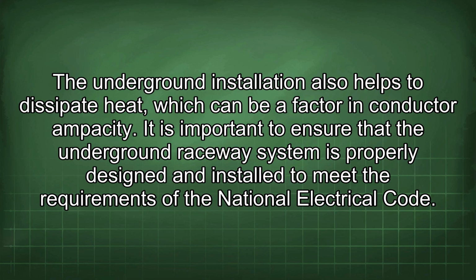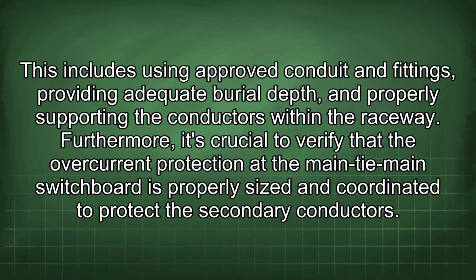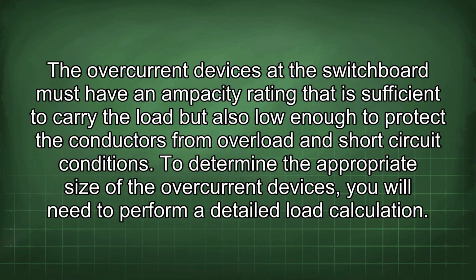It is important to ensure that the underground raceway system is properly designed and installed to meet the requirements of the National Electrical Code. This includes using approved conduit and fittings, providing adequate burial depth, and properly supporting the conductors within the raceway. Furthermore, it's crucial to verify that the overcurrent protection at the main tie-in switchboard is properly sized and coordinated to protect the secondary conductors. The overcurrent devices at the switchboard must have an ampacity rating that is sufficient to carry the load, but also low enough to protect the conductors from overload and short-circuit conditions.